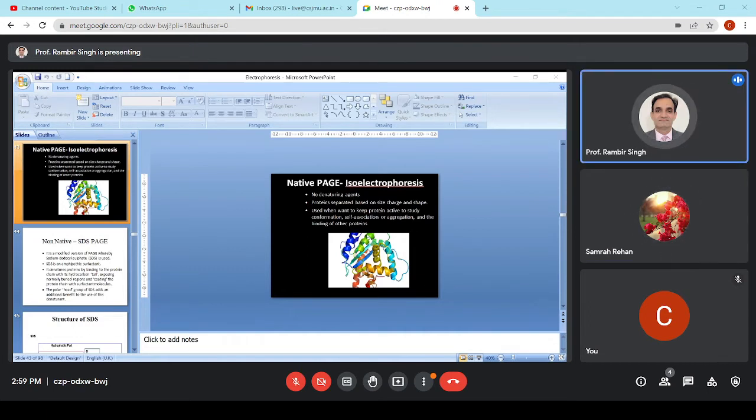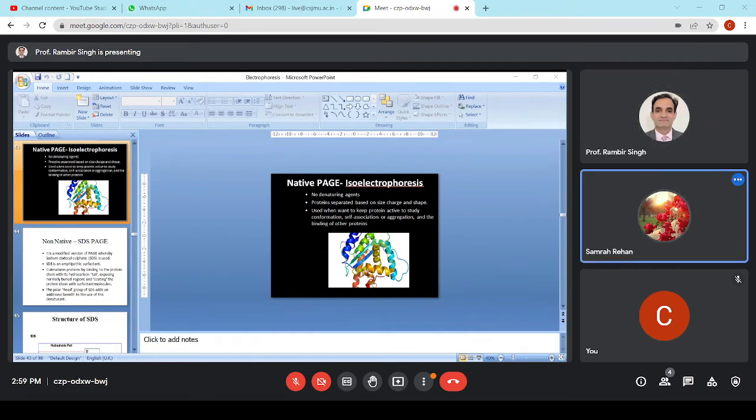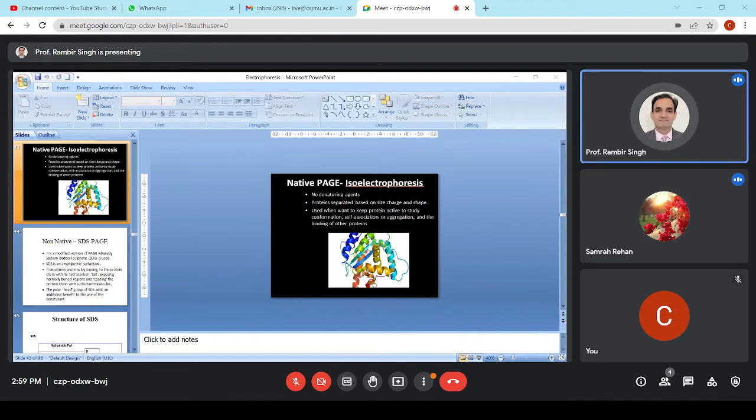So there are two kinds of PAGE: native PAGE and non-native PAGE. Native PAGE is called non-denaturing, in which we use non-denaturing conditions. I think this part we discussed in the previous class, and I just want to give you an overview. And in non-native PAGE, we have the SDS PAGE.